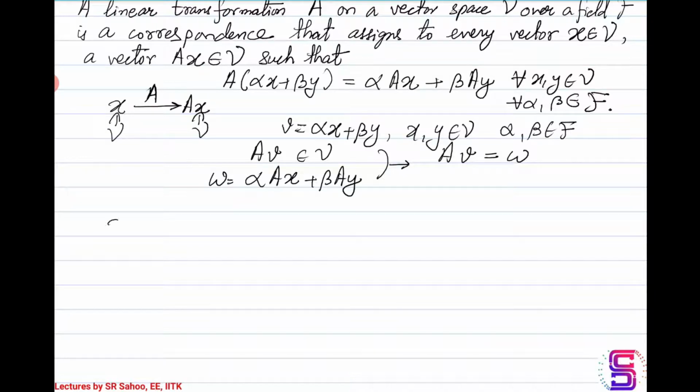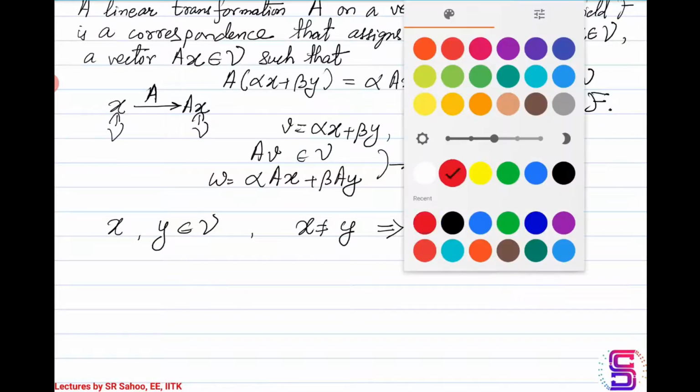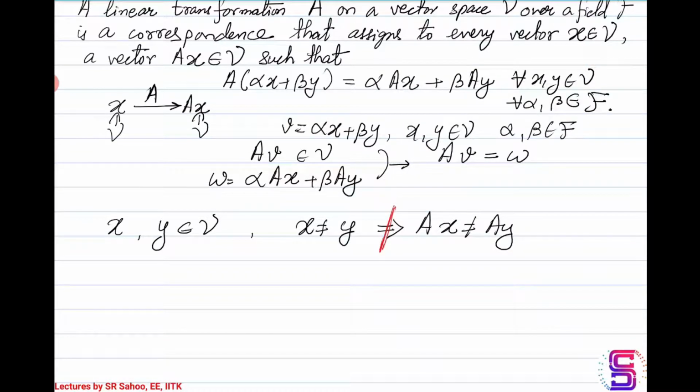So let's say that you choose two vectors x and y, both of them belong to the vector space, and you know that x is not equal to y. Then this does not imply that Ax and Ay are not the same. Okay. So essentially, two different vectors can very well be mapped to the same vector under a given transformation in the vector space.